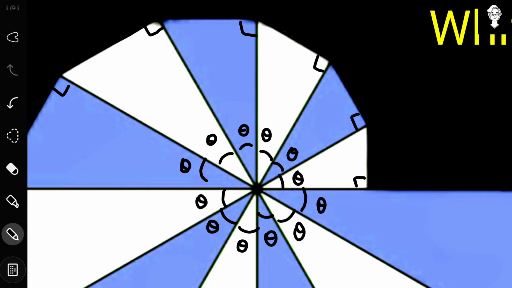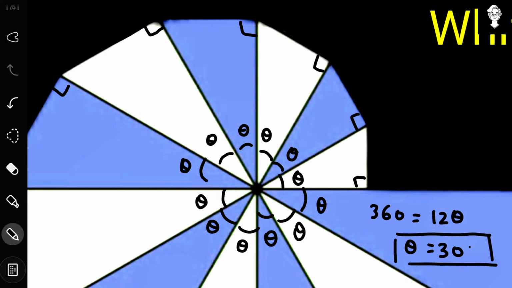Now as we discussed, there are a total of 12 triangles, so there are going to be 12 thetas in total. So this complete angle is 360 degrees. We have a 360 degree angle and that is divided into 12 equal parts. So 360 equals 12 theta. If we divide both sides by 12, we get the value of theta, that is going to be equal to 30 degrees. So here we have a nice value for theta, 30 degrees. Remember that theta is going to be equal to 30 degrees. So all these thetas are going to have a value equal to 30 degrees.